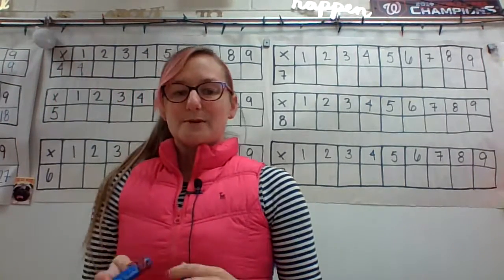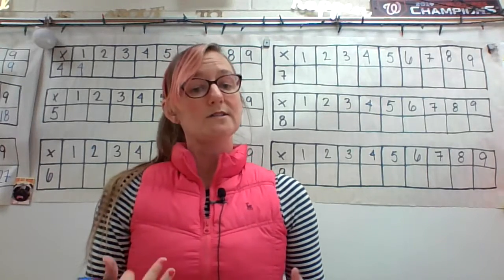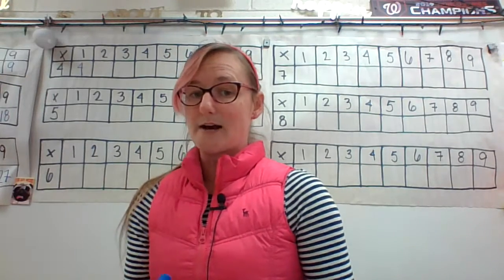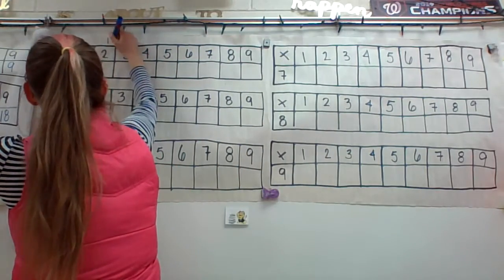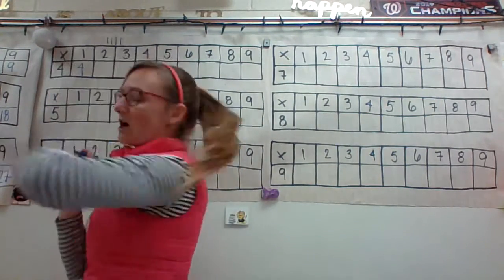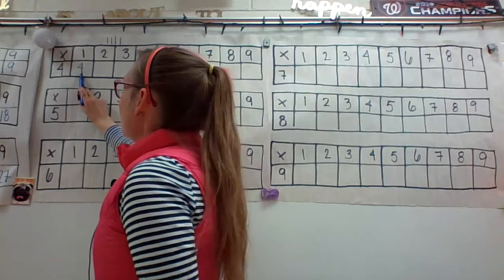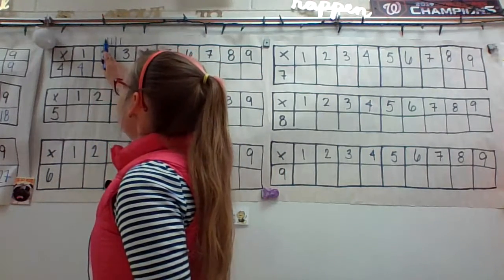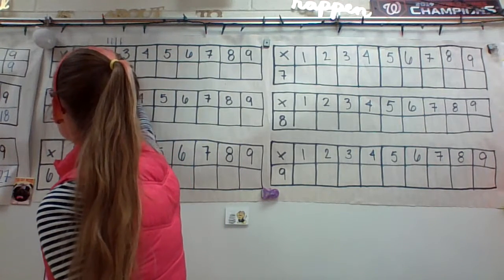When we get to the bigger numbers, it might be a little bit trickier for us to complete our multiplication chart. And one trick that I like to use to help me, or one tool I like to use, is since I'm multiplying by 4, I'm going to draw 4 lines on top of this multiplication chart. And then if I'm stuck here, 4, I can go 5, 6, 7, 8. So 4 times 2 is 8.